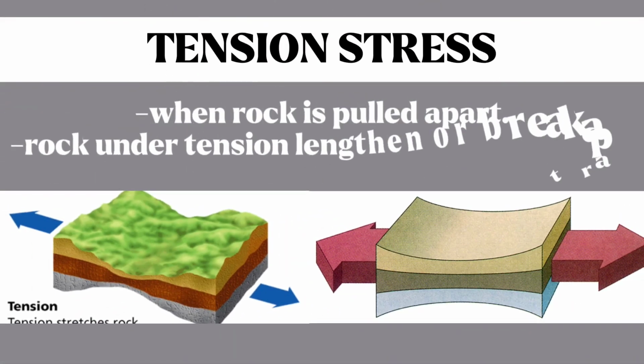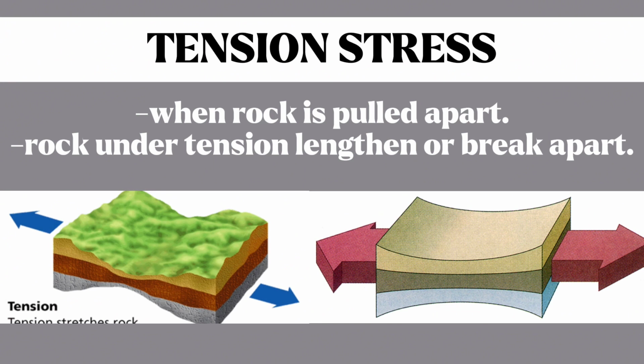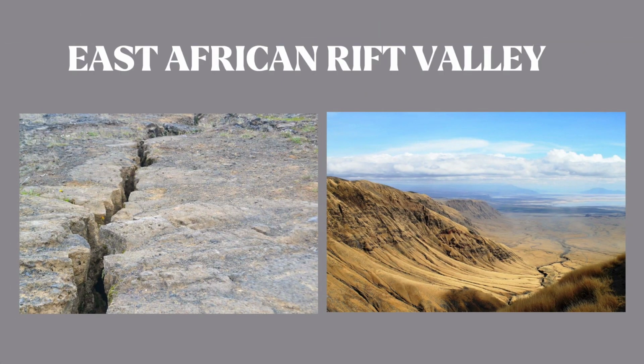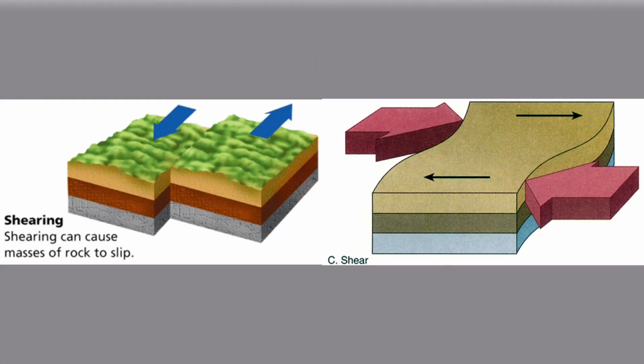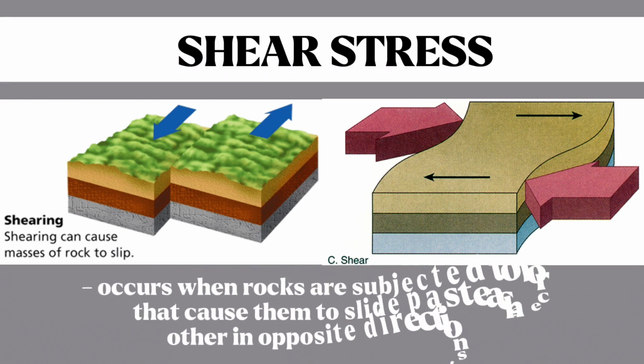Next is tensional stress. It is a type of stress that occurs when rocks are pulled apart or stretched. This type of stress is typically associated with tectonic processes such as divergent plate boundaries, where two plates are moving away from each other. Divergence of two tectonic plates leads to the formation of rift valleys such as the East African Rift Valley. Lastly is shear stress.